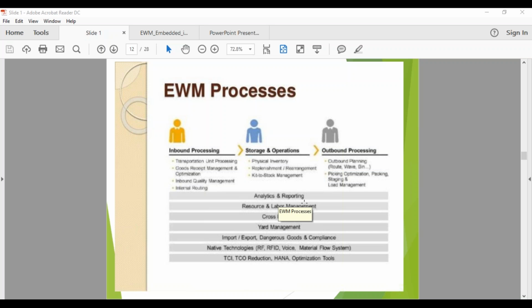Import and export: when we receive the parts at the goods receipt level, we'll be receiving the imports which are imported.